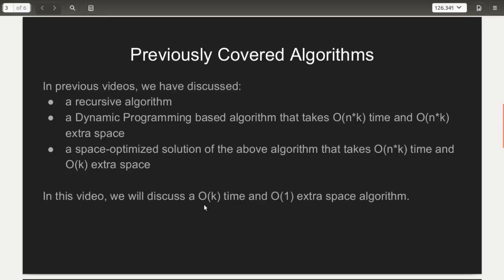In the previous videos we have discussed a few algorithms already. The first algorithm that we discussed was a recursive algorithm. After that we discussed the dynamic programming based algorithm that took O(n*k) time and O(n*k) extra space. And later we discussed the space optimized solution that took only O(k) extra space. In this particular video we will be discussing an algorithm that takes O(k) time and only O(1) extra space.